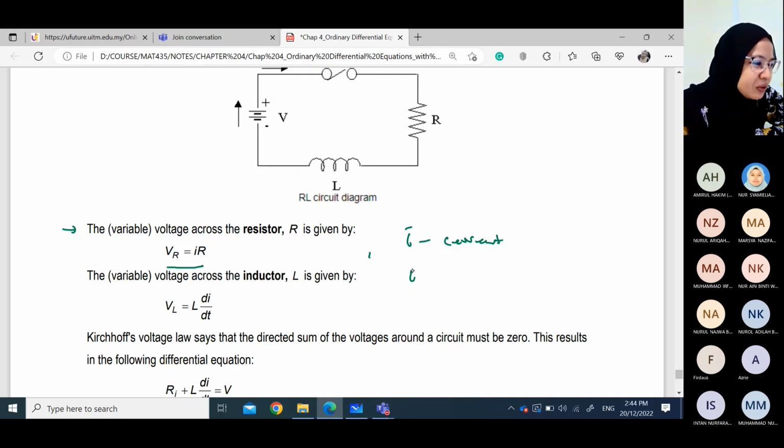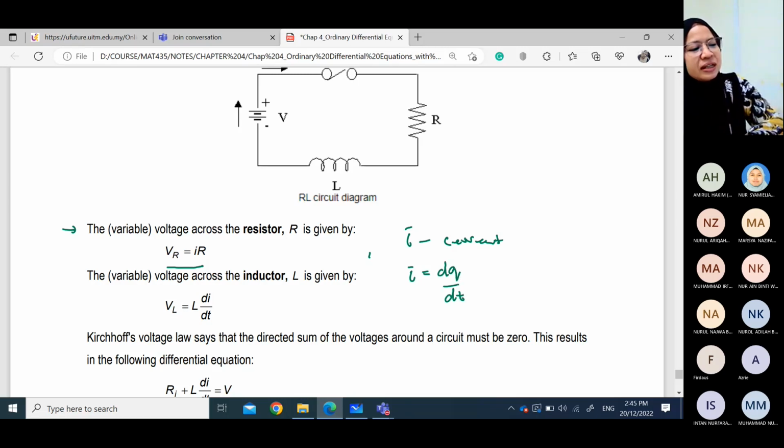So current I equals dQ/dt. Okay, so current is the rate of change of Q, the charge at any time t.